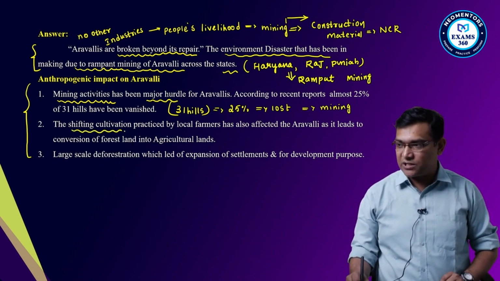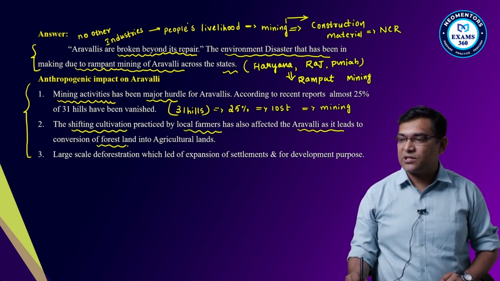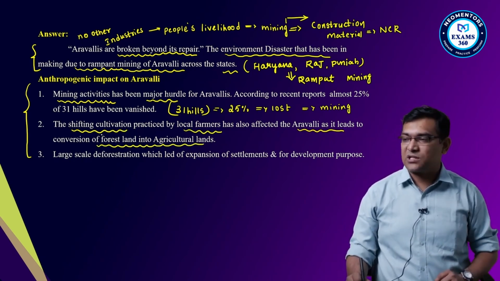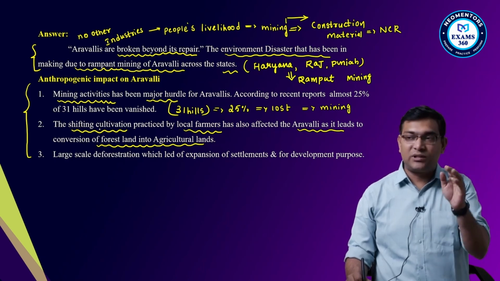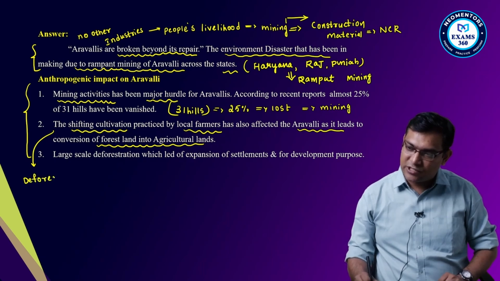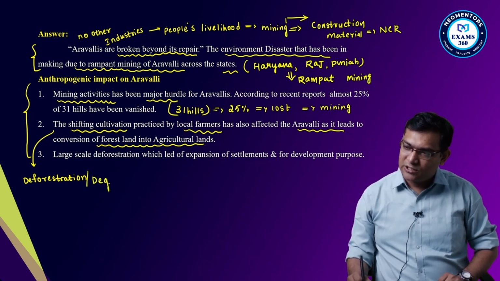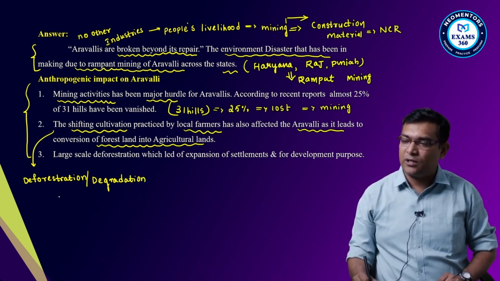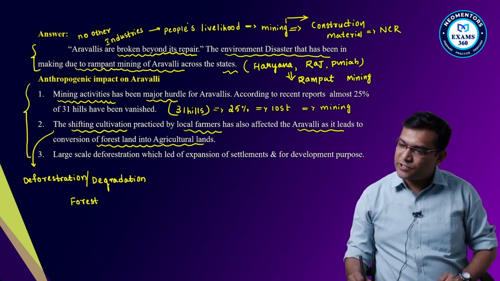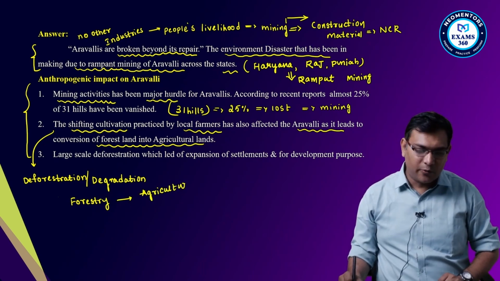So the shifting cultivation practice by local farmers also affected the Aravallis and leads to conversion of the forest land into agricultural lands. Okay, so there is a degradation of forest, deforestation is done. So there is a lot of impact of the deforestation or degradation, right? Degradation of land, conversion of the land for non-forest purposes, from forestry to agriculture. So this is one thing that is there.